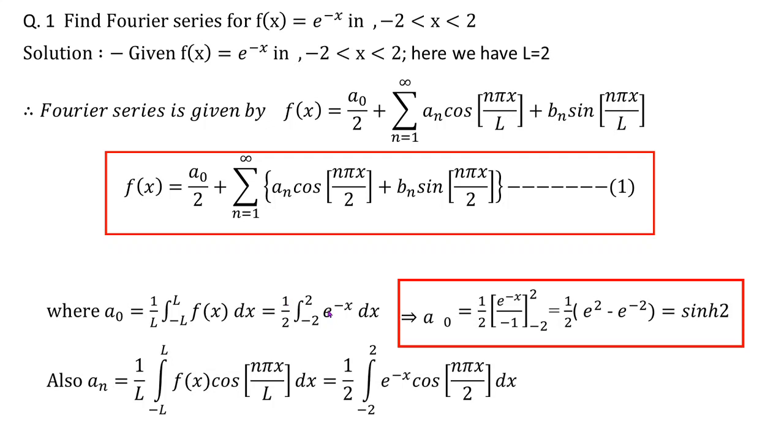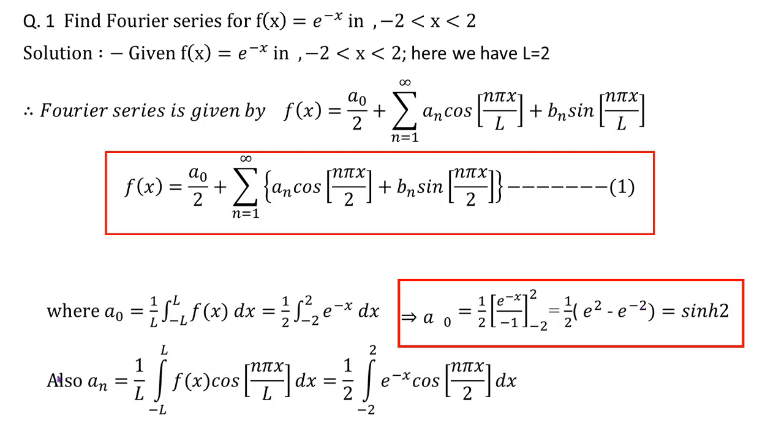On integrating this, we will get the expansion of this form. So the value of a0 is sinh 2. Here we are using the formula sinh theta is equal to e power theta minus e power minus theta upon 2. This simplification is optional. Even if you write this much, that will also work.